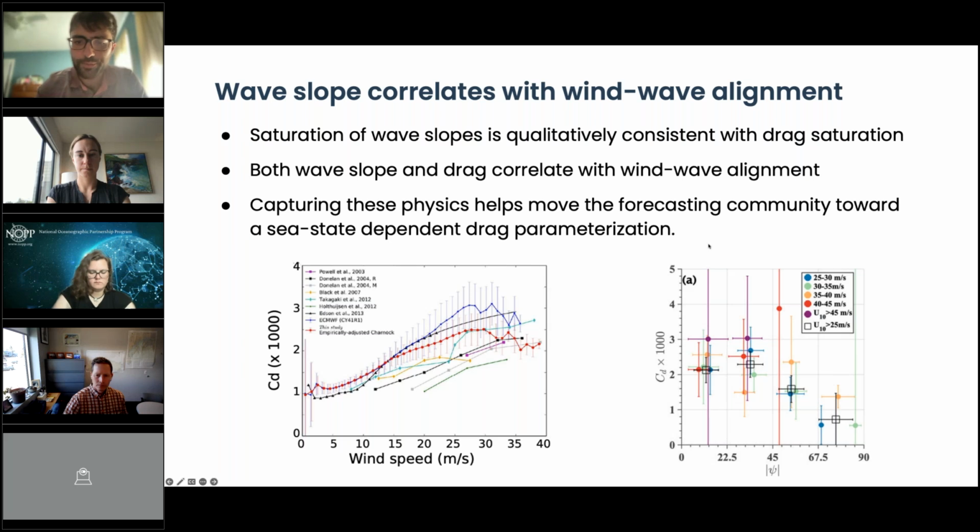In 2022, showing drag coefficient versus wind wave alignment on the x-axis, the drag coefficient is highest when the wind wave alignment is small. So for example, the aligned case, and then as that alignment increases as the wave and wind become more misaligned, that drag coefficient decreases. And so we're seeing a similar trend with mean square slope.